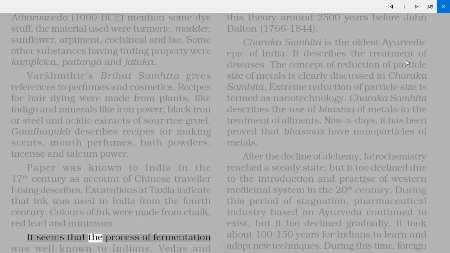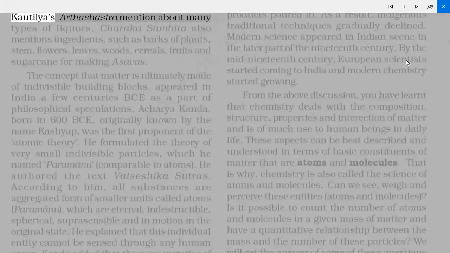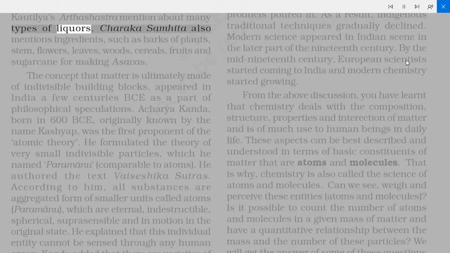It seems that the process of fermentation was well known to Indians. Vedas and Kautilya's Arthashastra mention many types of liquors. Charaka Sanhita also mentions ingredients, such as barks of plants, stem, flowers, leaves, woods, cereals, fruits and sugarcane for making asavas.